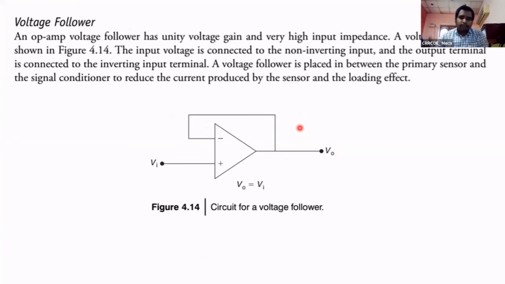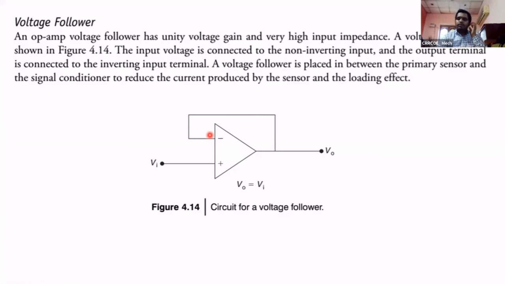Okay, see, this is the circuit for the voltage follower. Here we are giving input to the positive terminal, the non-inverting terminal, and the feedback circuit is given to the negative terminal. I already told you the feedback is always given to the negative side. The main purpose of this voltage follower is unity voltage gain, with very high input impedance. The impedance means the resistance. By using this circuit we can get high input resistance.